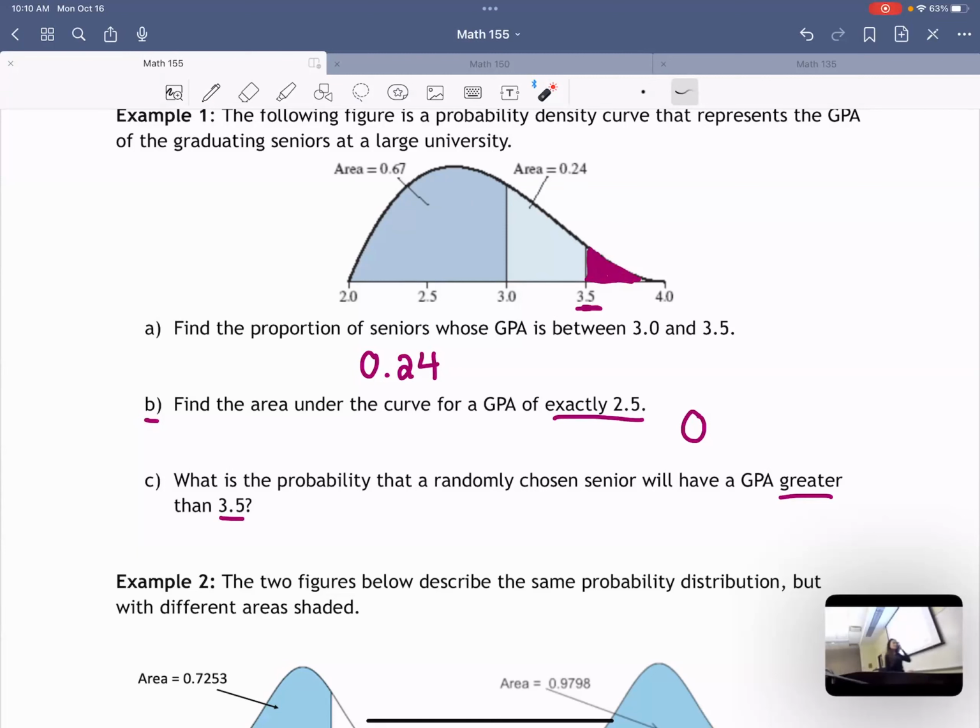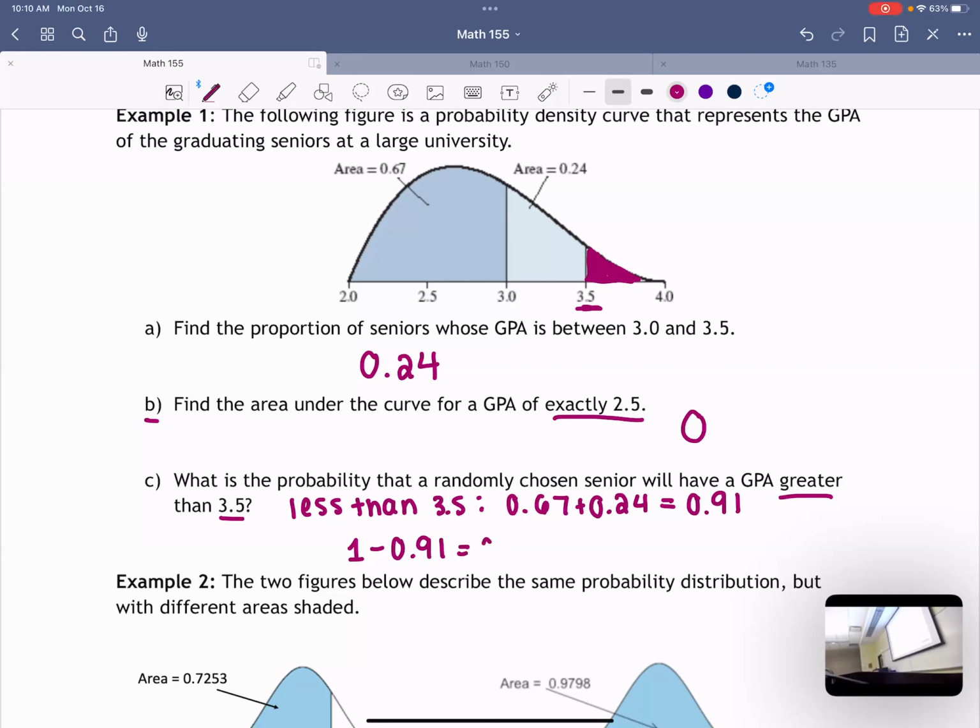What I'm going to do is, first of all, find the opposite event. So the opposite of greater than 3.5 is less than 3.5. Less than 3.5 is just adding together those two areas, 0.67 plus 0.24, and that gives me 0.91, I think. Then to find the opposite of less than, which is greater than, you take that probability and subtract it from 1 to get 0.09. Any questions on how I got A, B, or C?